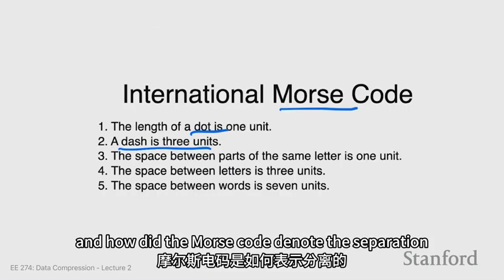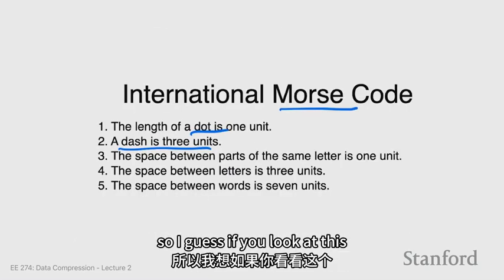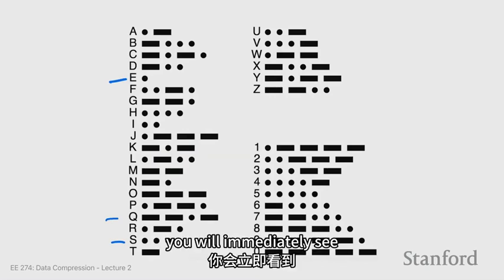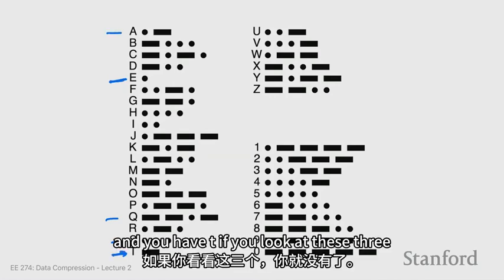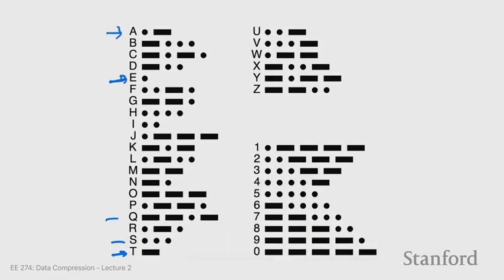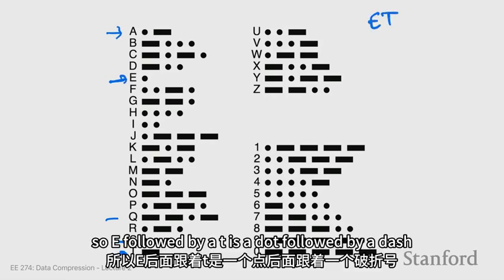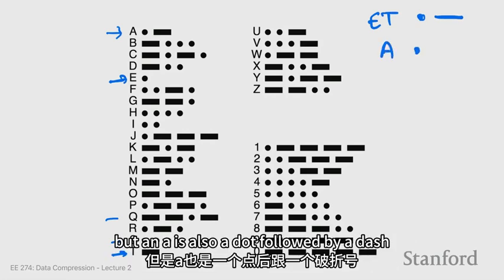And how did the Morse code denote the separation? If you look at this, you will immediately see that you have E, you have A, and you have T. If you look at these three, an E followed by a T is a dot followed by a dash, but an A is also a dot followed by a dash, right?